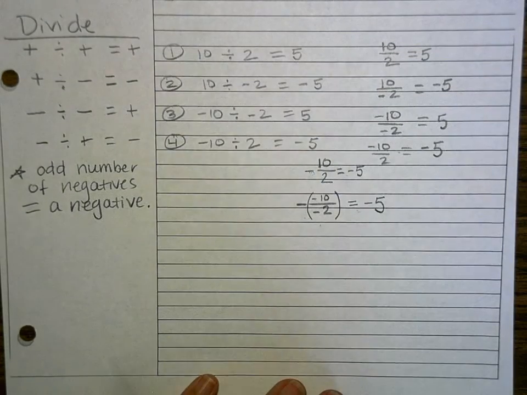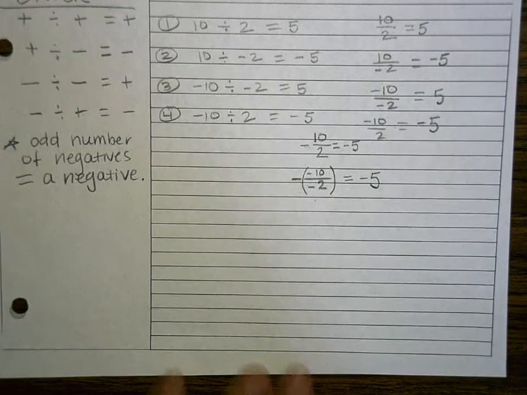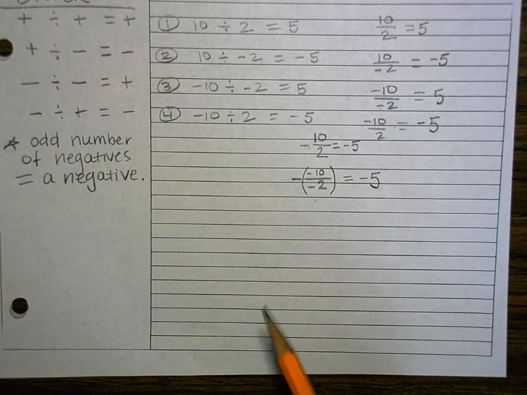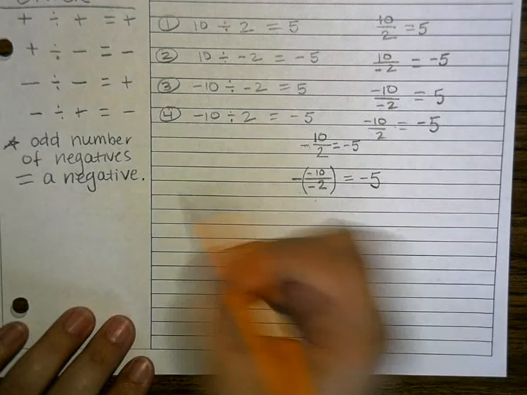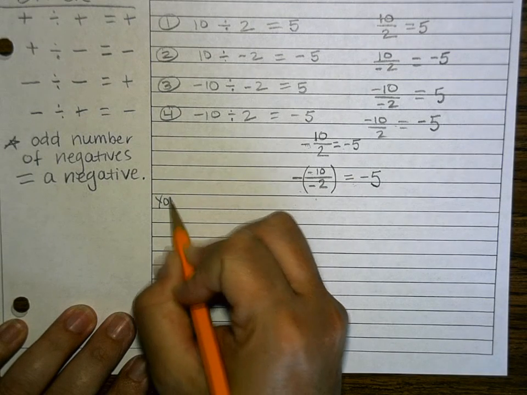So I'm not really going to write down the other half of the rule, which just states if there's an even number, it's a positive, because you already know if there's an odd, it's a negative. Right? An even will be a positive. Okay, so let's do a few tries. Told you it was short notes.